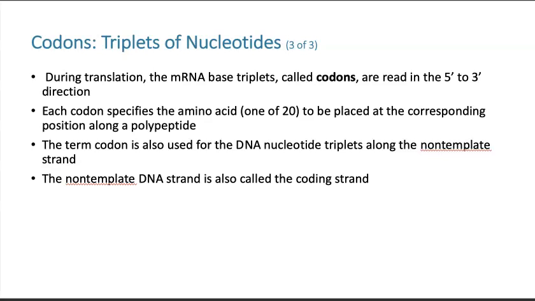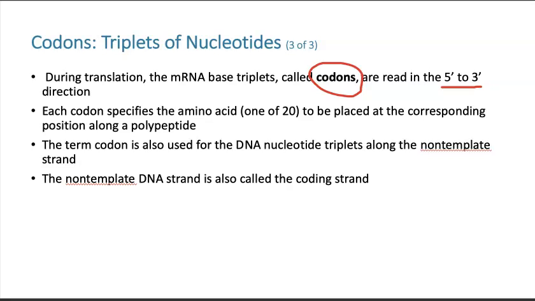So when we look at translation and the concept of the triplets, we use the term codon. This is a very important term. Codons are triplets in the mRNA, and we read them from 5' to 3'. We've been talking about directionality a bit already, so hopefully that makes sense to you. If not, you might want to go back and look at the information that we talked about for DNA.